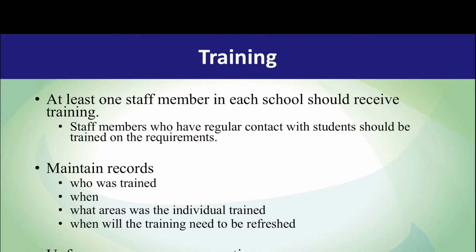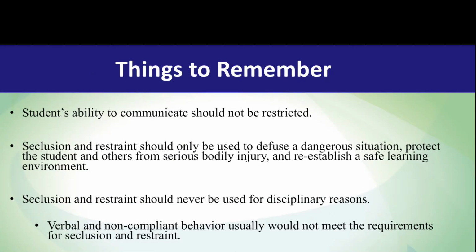In the event of unforeseen emergency, a non-certified person may provide a restraint for the safety of the child and other students. A couple things to remember. A student's ability to communicate should not be restricted during a seclusion or restraint. Seclusion and restraint should only be used to diffuse a dangerous situation, protect the student and others from serious bodily injury, and reestablish a safe learning environment. Seclusion and restraint should never be used for disciplinary reasons.